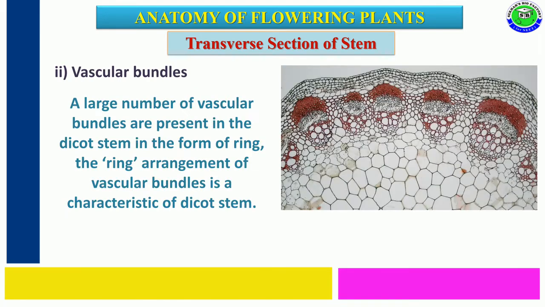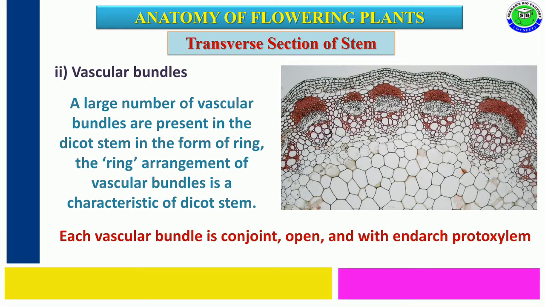The second part is the vascular bundle. In the transverse section of the dicot stem, many vascular bundles are present in the form of a ring. It is called eustele, the main characteristic feature of the dicot stem. Each vascular bundle is referred to as conjoined, open with endarch protoxylem. Conjoined means both xylem and phloem are present on the same radius and are separated by cambium, and the protoxylem is present towards the inner side. It is called endarch xylem.